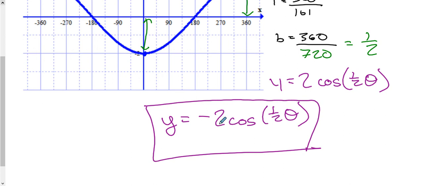And how did we know? Well, we tested this equation here. Something was slightly off, so we just added in a negative, and now we're good.